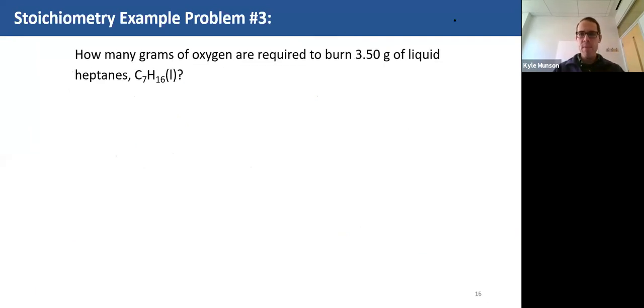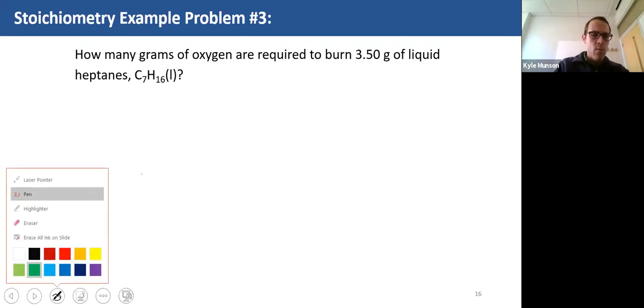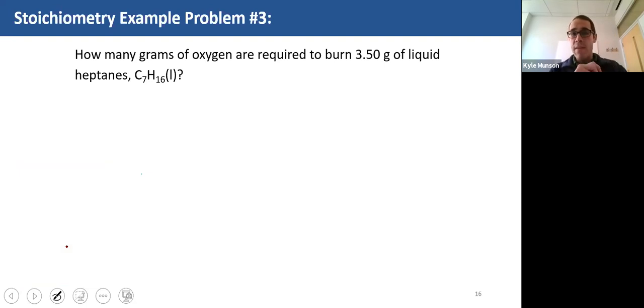Okay. So how many moles of oxygen are required to burn 3.50 grams of liquid heptane? First of all, what we need to do is write down and balance the chemical equation and then go from there. Since you saw the other 2 examples in the previous video, why don't you try to do all 3 of these examples we're going to show in this video by yourself? So write down the balanced chemical equation and then convert from grams of liquid heptane to grams of oxygen.